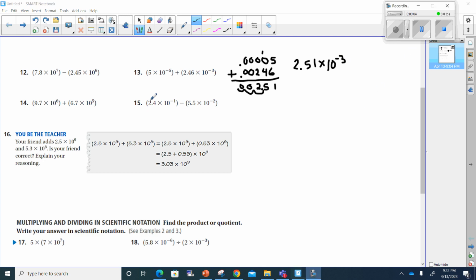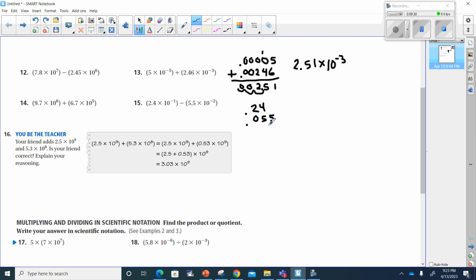Next, we have number 15. We got 2.4 times 10 to the -1. That's just going to bring it back 1. It'll be 0.24. But this one's going back 2. So when I do this one, when I'm lining up my decimal, this is going to be a 0 here, right? Because I'm going back 1, 2. And then the 5 starts with another 5.